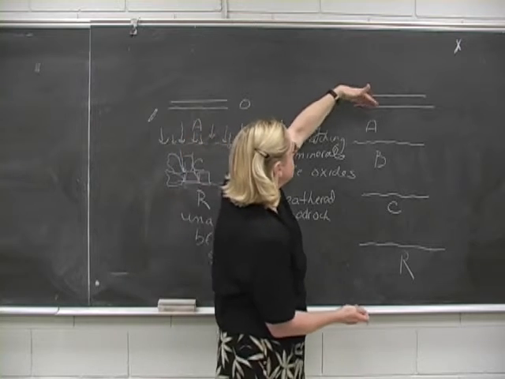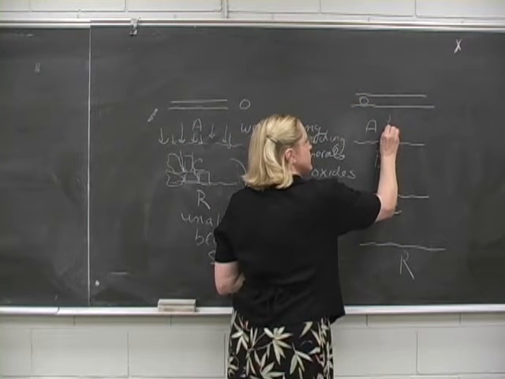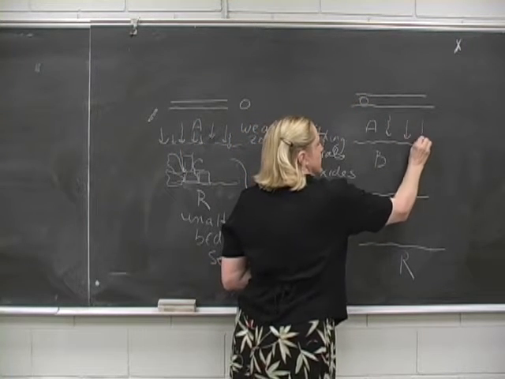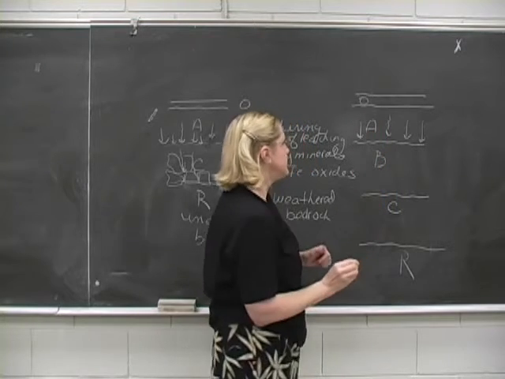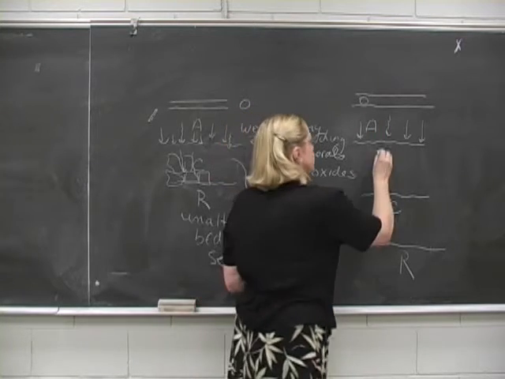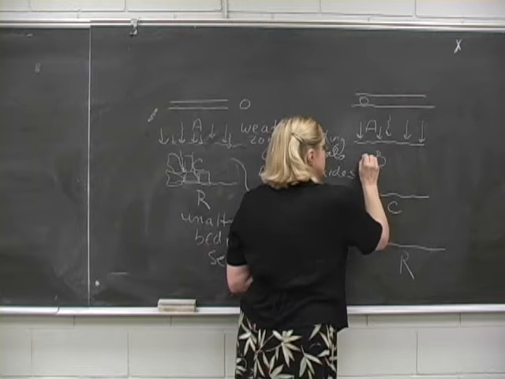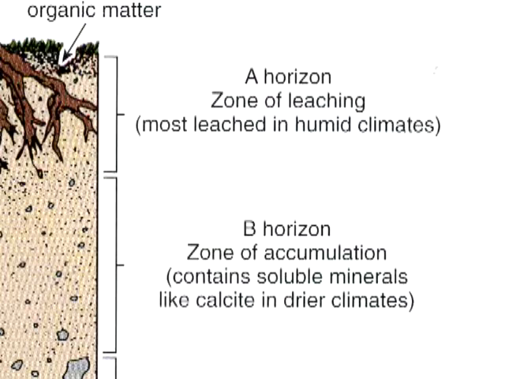So what happens here now is that from this zone of leaching, of all these little tiny clay particles and solutes and so on and so forth, the organic matter ends up sitting in this zone. And this zone is oftentimes called the zone of accumulation.